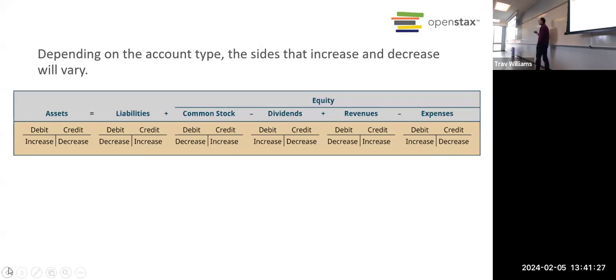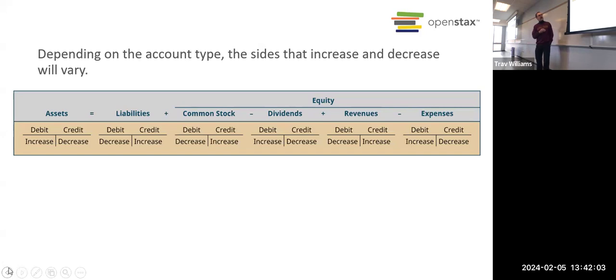Yes, when those accounts increase, we record it on the debit side. So let's find them here. We can see dividends. When they increase, we debit. Expenses over here. When they increase, we debit. Assets, also when they increase, we debit. Now losses is not on this chart, but it would also show that we debit when a loss increases.